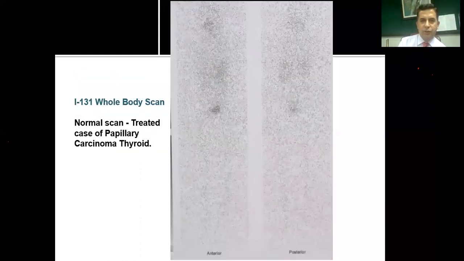Now, this is a patient adequately treated with radioactive iodine, and you see no activity in the neck, nothing in the lungs, a bit of activity in the stomach because it's excreted in the stomach. The excess iodine is being excreted in the urinary bladder. So this is an adequately treated patient on a routine follow-up.